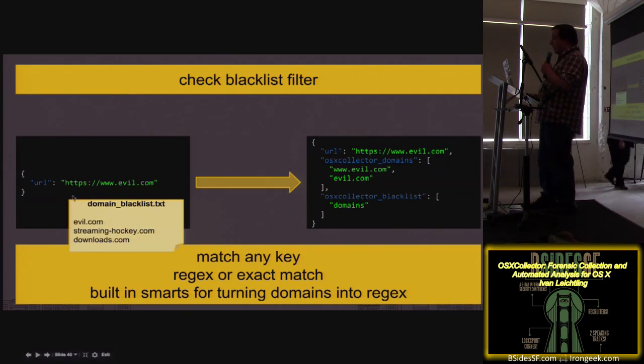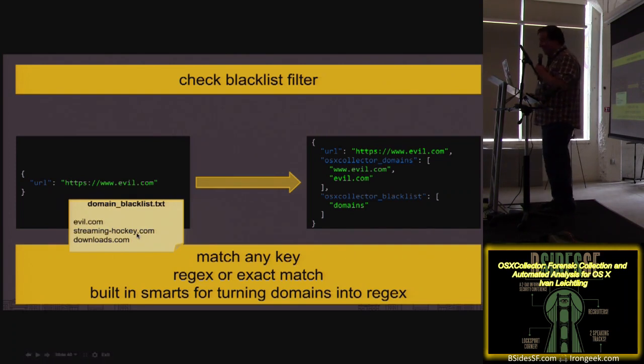So this simple example, right? Evo.com is here. We go and ask what domains are there. It says evo.com. Then we pass that on to the blacklist filter, and it's like, oh, evo.com is in our domain blacklist. Evo.com. I wish I owned that. That would be a fun domain.